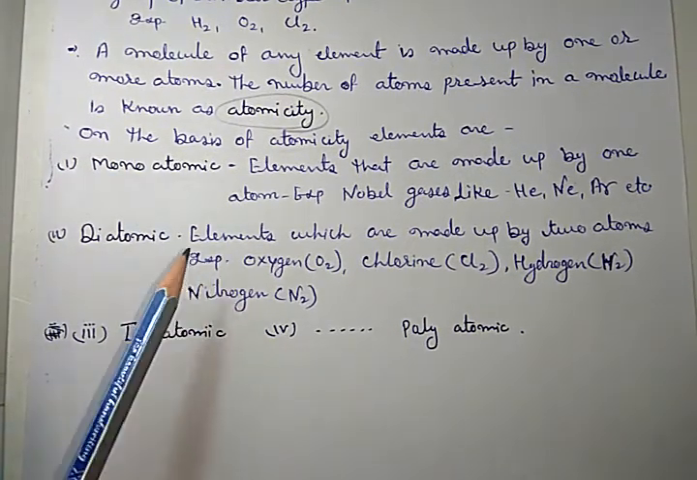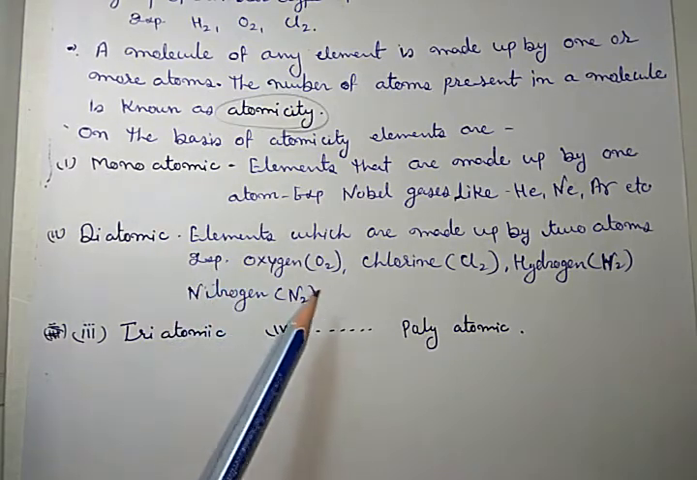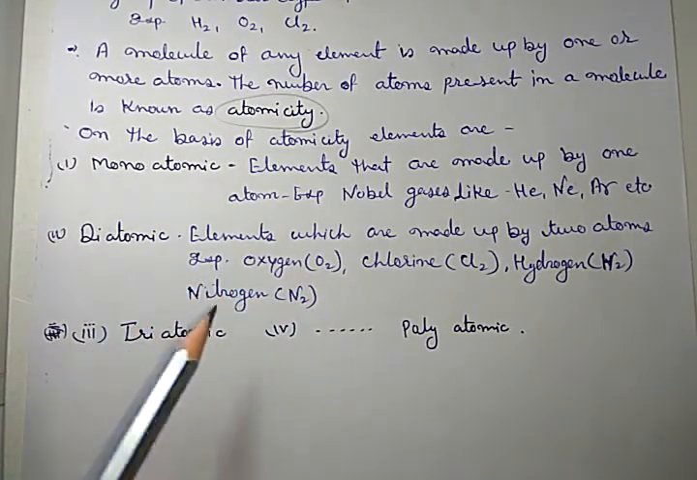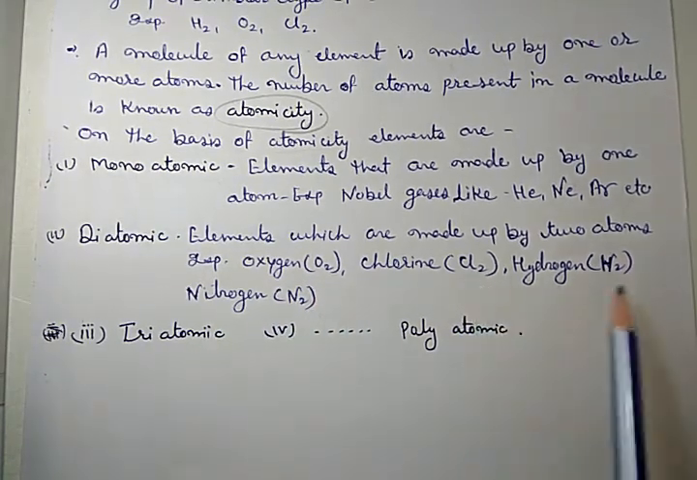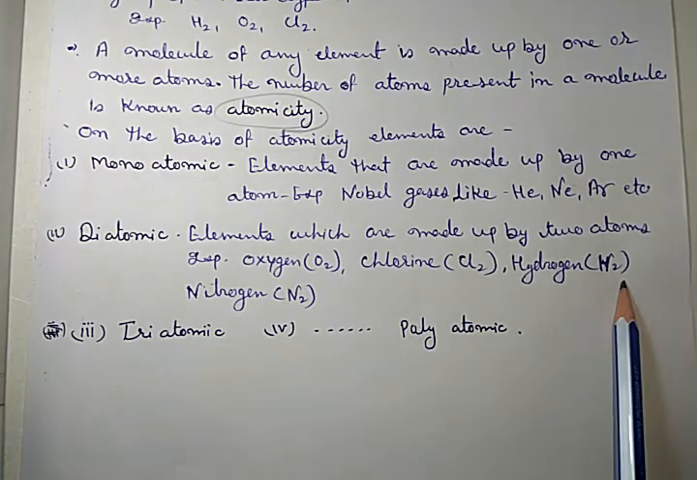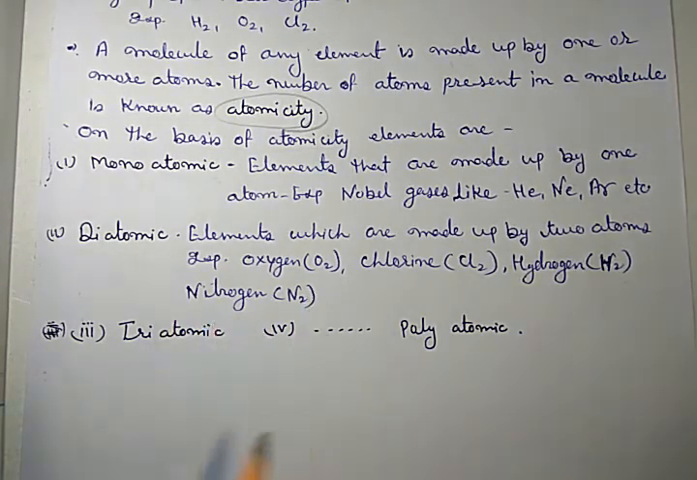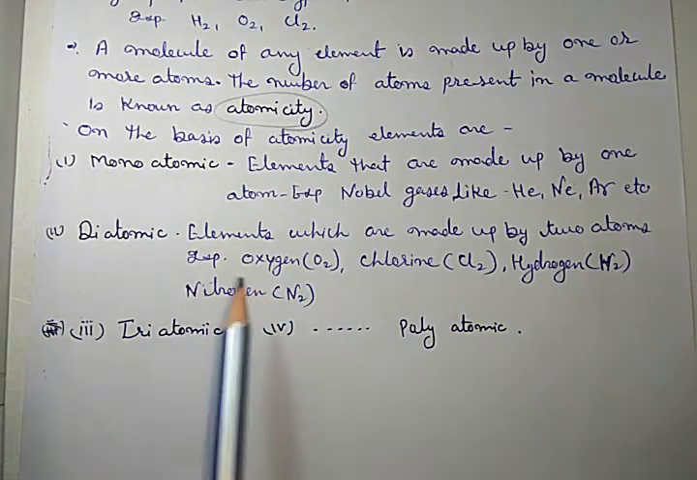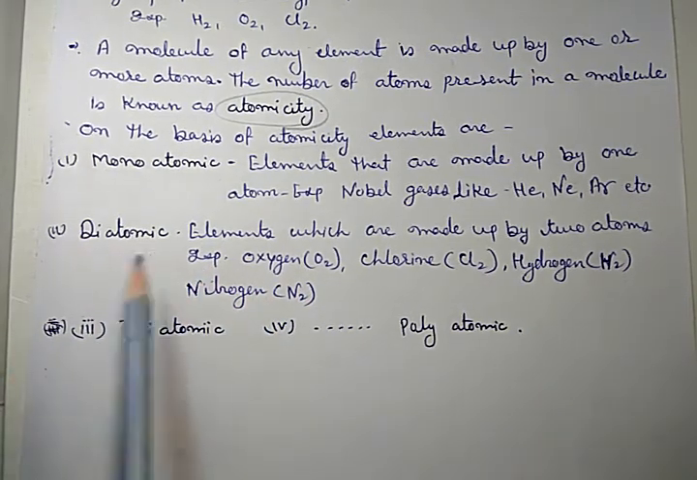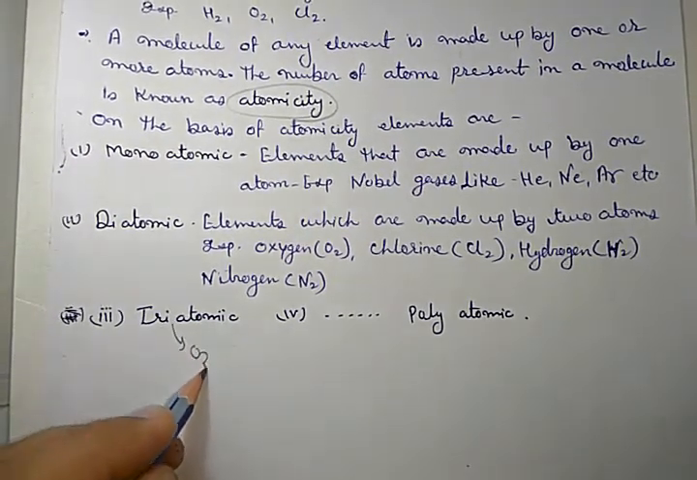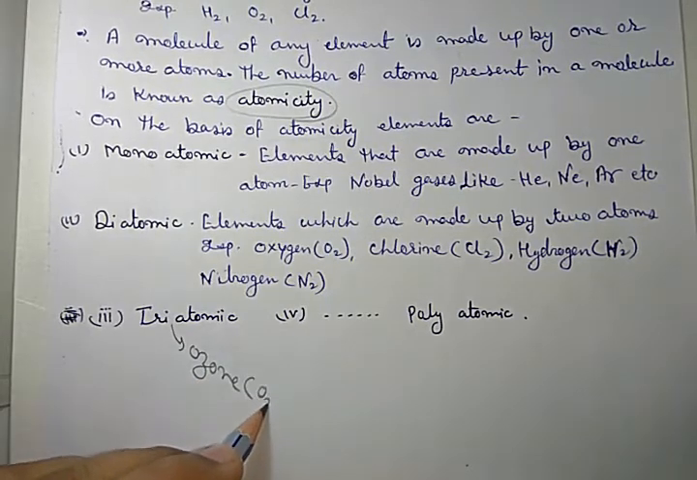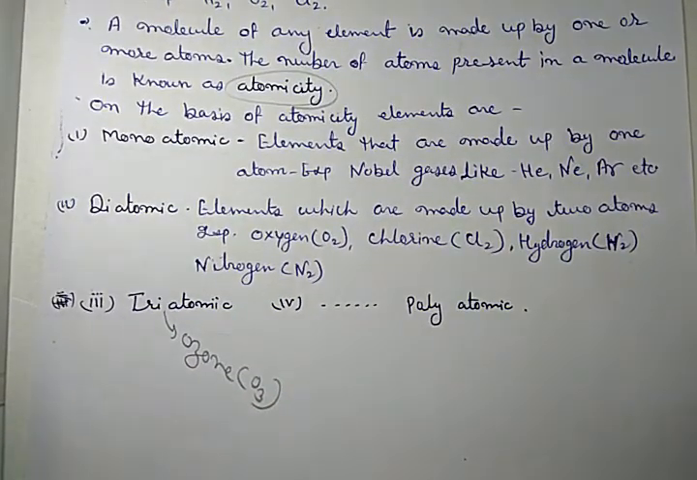Now diatomic, as the name indicates, elements which are made up of two atoms, like O2, two atoms, Cl2, two atoms, hydrogen gas H2, nitrogen gas N2. All of these examples have two atoms, so that is diatomic. Similarly, triatomic, three atoms, like ozone, O3, comes in the category of triatomic. Similarly tetra, penta, hexa, hepta, and so on.